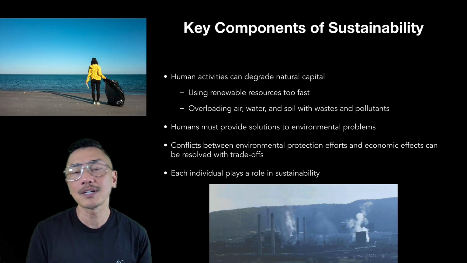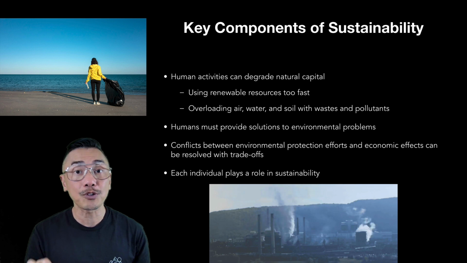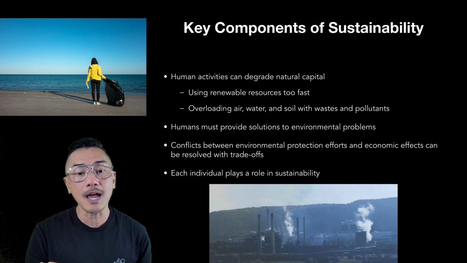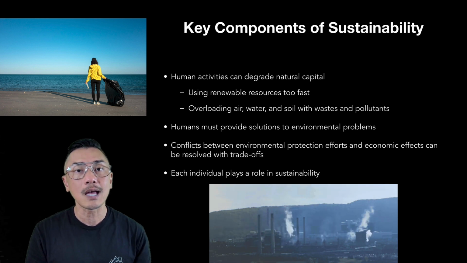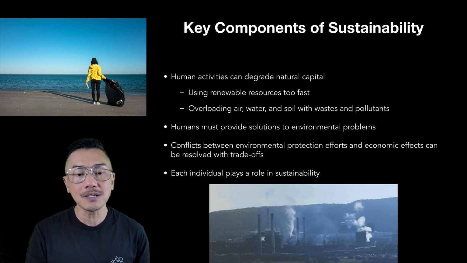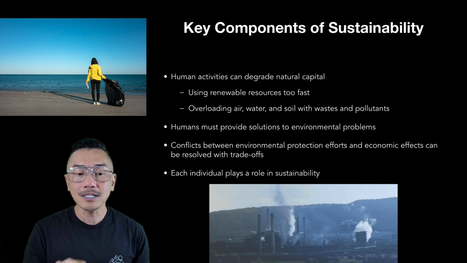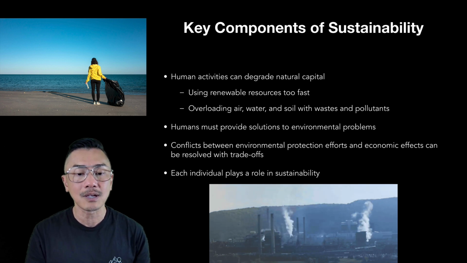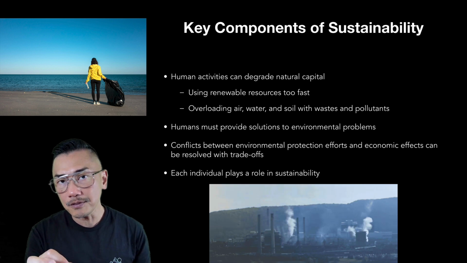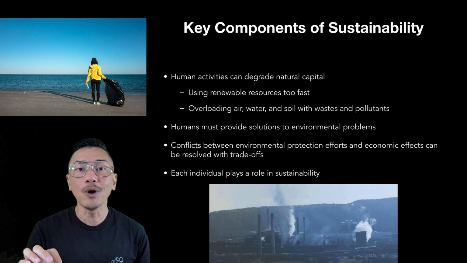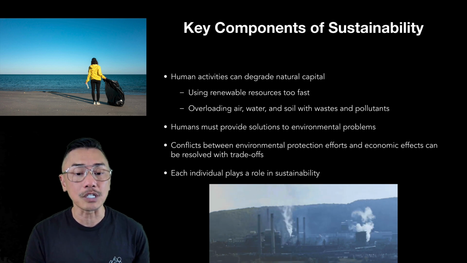Unfortunately, human activities can degrade or lower the quality of natural capital. We often use renewable resources too quickly and overload air, water, and soil with waste and pollutants. However, we have the power to provide solutions to these environmental problems. By finding trade-offs between environmental protection efforts and economic impacts, we can make progress. Each individual plays a role in sustainability. For example, recycling 1 aluminum can save enough energy to power a TV for 3 hours.